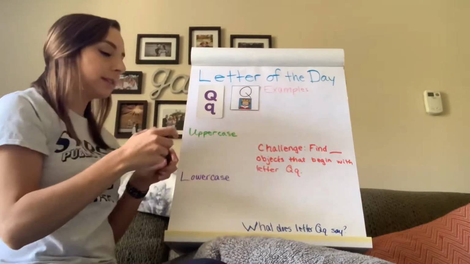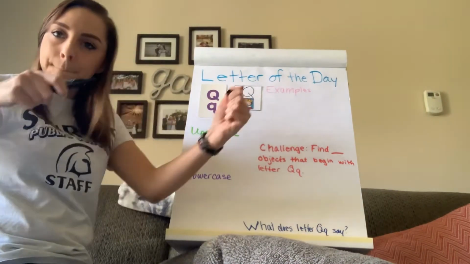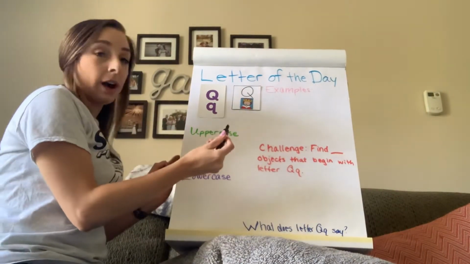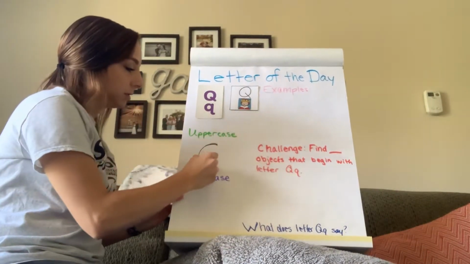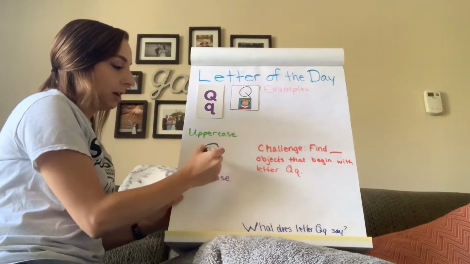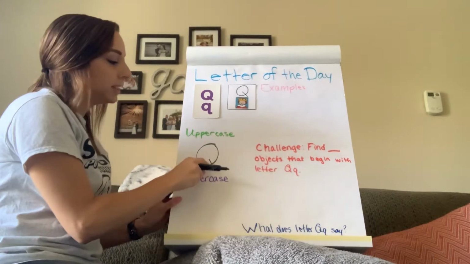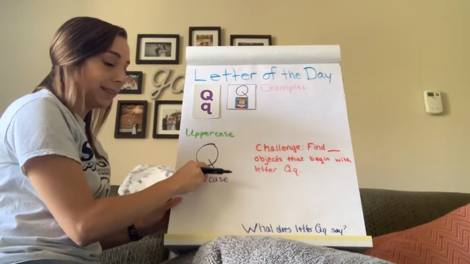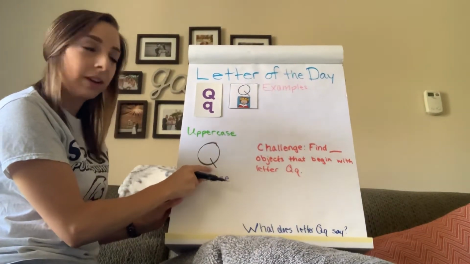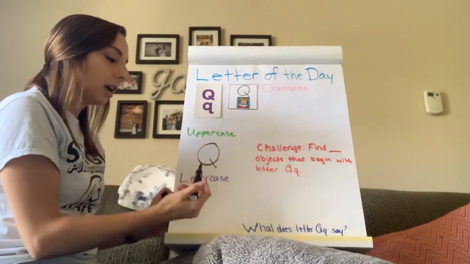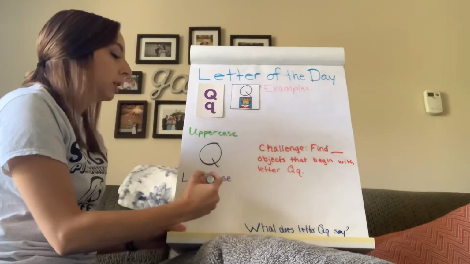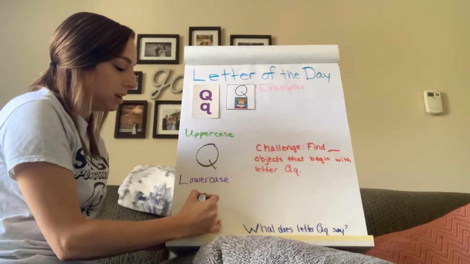Start with our uppercase. Get your marker out. So our uppercase is a circle. And we're going to put our little line. Start a little in the middle and just do a line out. That's our letter Q. Now you want to make sure the line is on the right side of the O. And there's our Q.